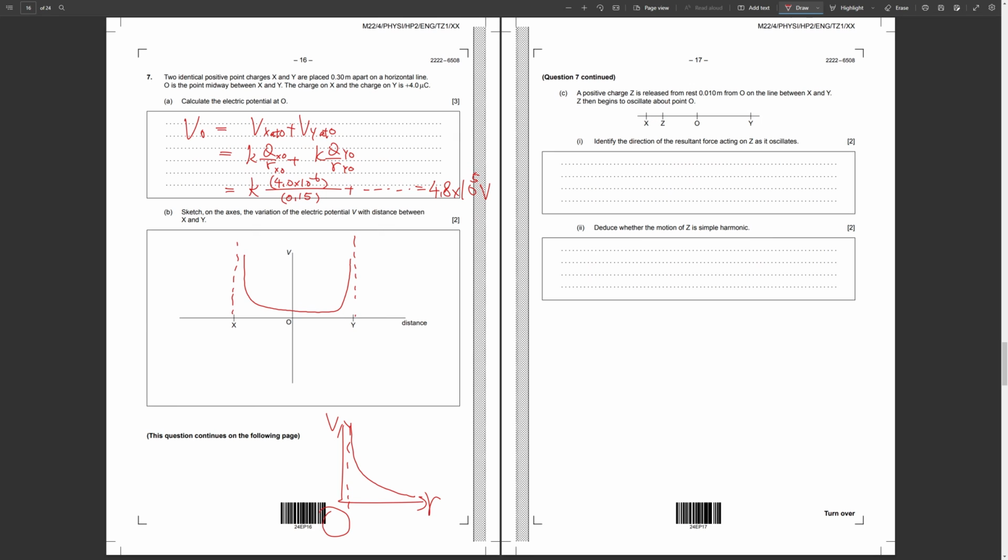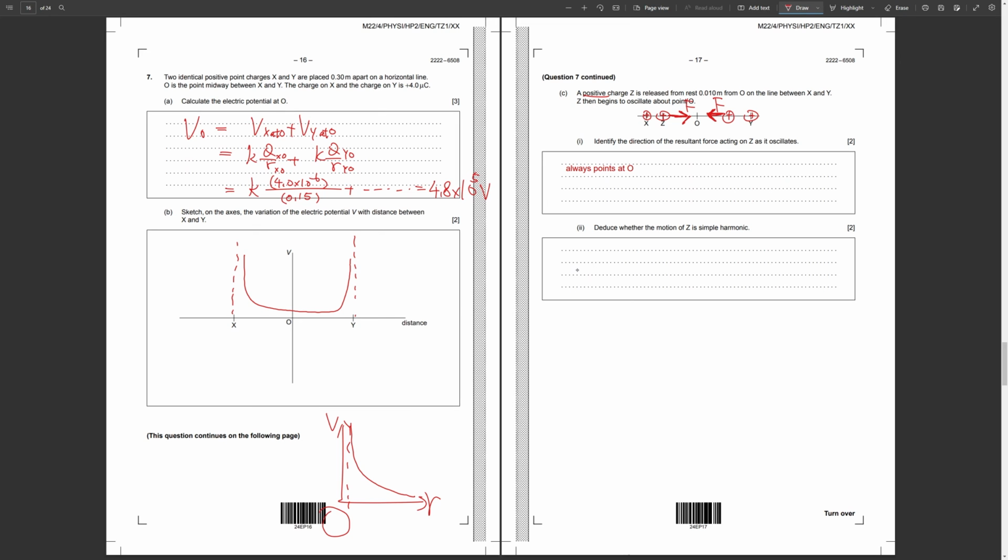In part C, there is a positive charge at Z, and this object is repelled from X and repelled from Y as well, because literally every particle here is positive. When it is on the left hand side of O, the repelling force from X will be very strong. But when it is on the right hand side, the repelling force from Y will be dominating. Therefore, the force always points at O.